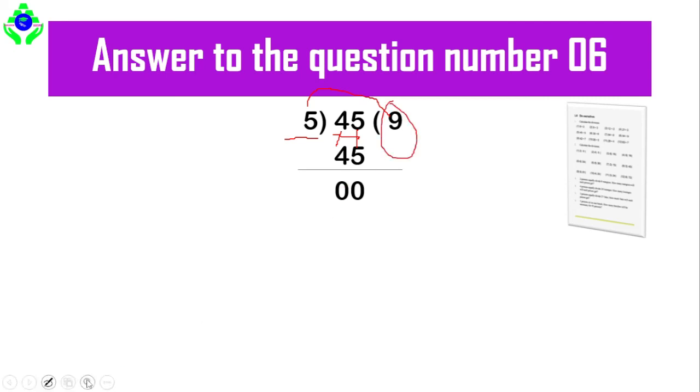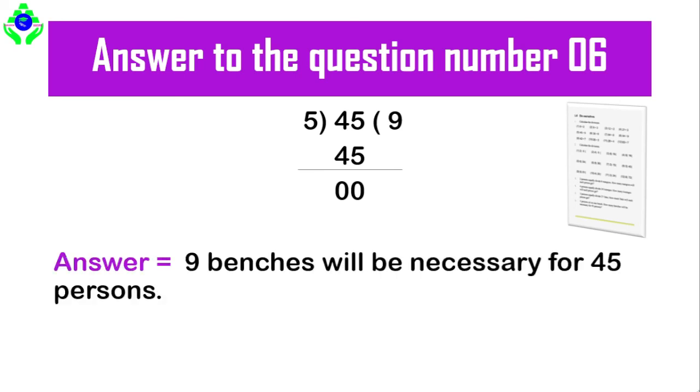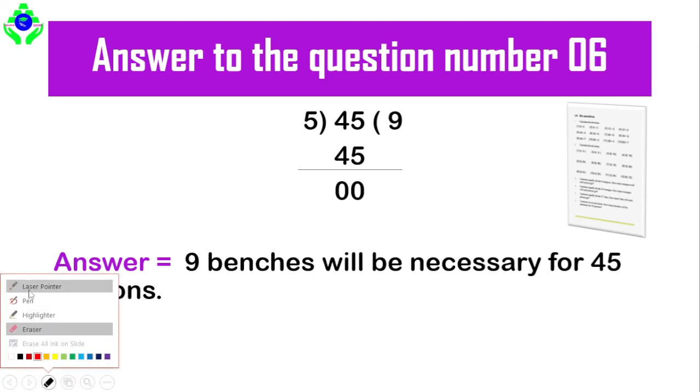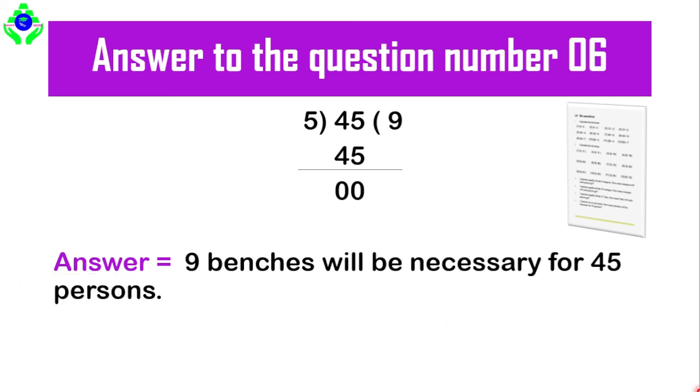It's very simple to realize how we can solve such types of questions. And as you know, if we solve any kind of question like this, we should write an answer. So the answer of this question will be like that: 9 benches will be necessary for 45 persons. Dear students, those were the solutions of all the questions mentioned in page number 72 of your textbook, Elementary Mathematics Class 2.